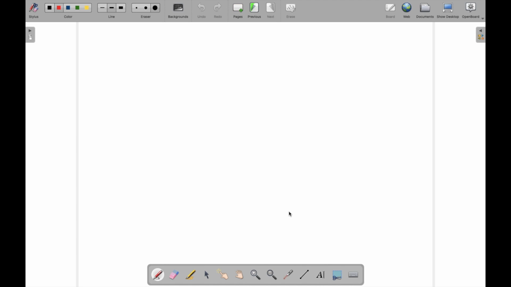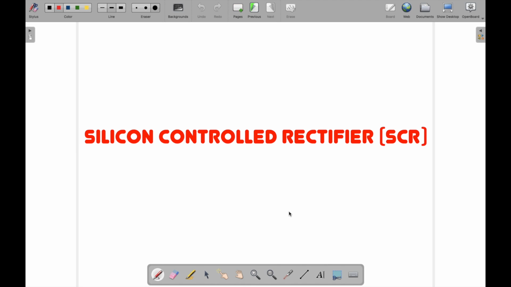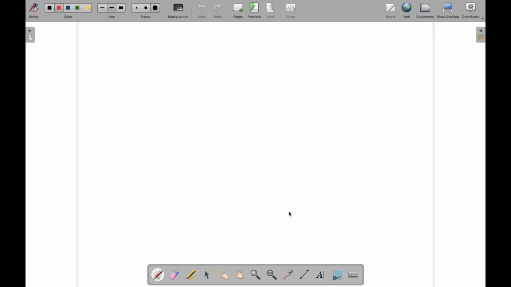Welcome to Tech Capsule. In today's capsule, we are going to check out the working of an SCR, the most common type of switch which is used. SCR stands for Silicon Controlled Rectifier, and it is also called a thyristor. So that is what we are going to check out today. So let's get on.